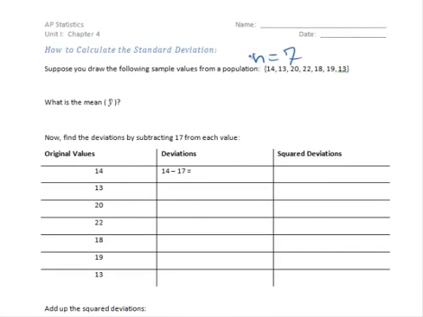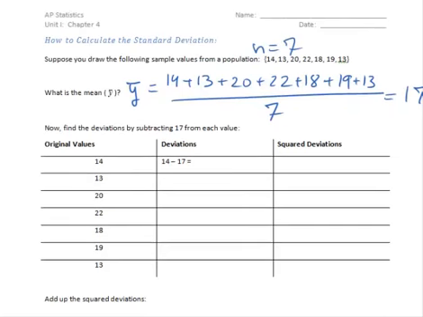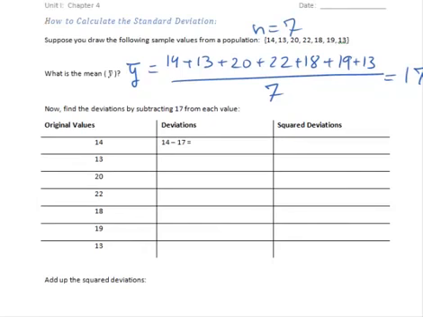We want to calculate the mean. Now remember, the mean is the average, and we said that this is a y-bar, so the average would be 14 plus 13 plus 20 plus 22 plus 18 plus 19 plus 13, all divided by 7. And this comes out to be 17, so in this case average 17 minutes. Now we take this and we use it in our calculations.